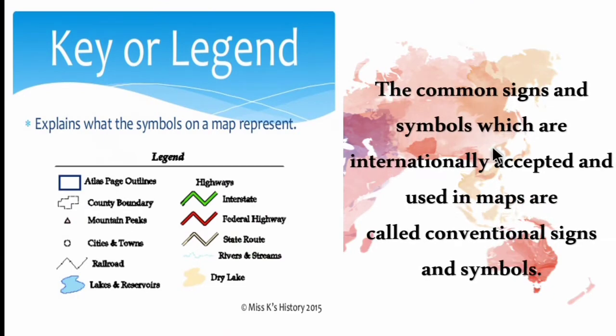Also, the common signs and symbols which are internationally accepted and used in maps are called conventional signs and symbols. So some symbols are internationally accepted, they are the common symbols, and those symbols are called conventional signs and symbols.